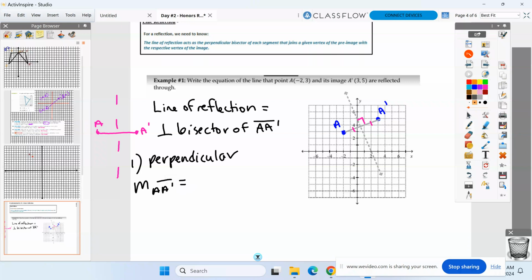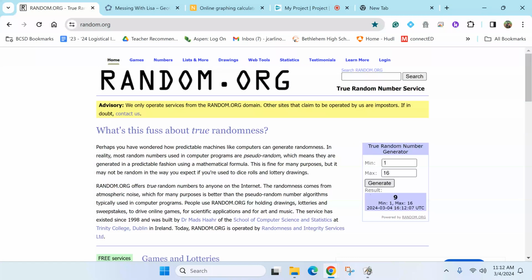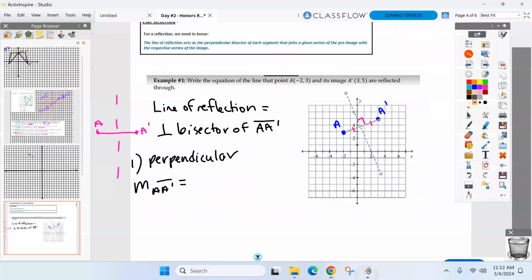Let's do it. Somebody's getting called on here first. Rise over run. What is the slope of AA prime using rise over run? I just don't have the time to do the change in y over change in x with the coordinates. So rise over run, what's the slope of AA prime? Ian? 2/5. There you go, 2/5.